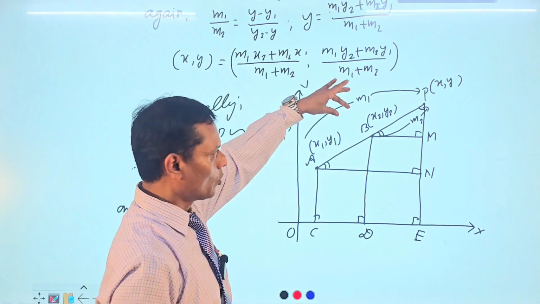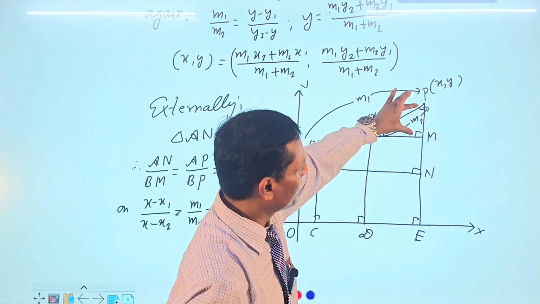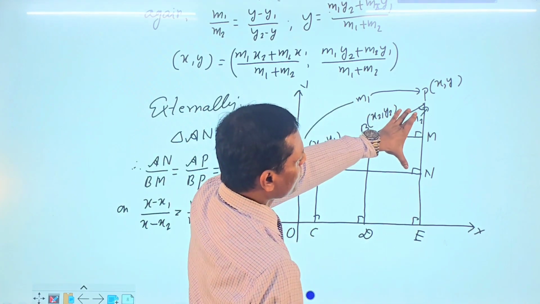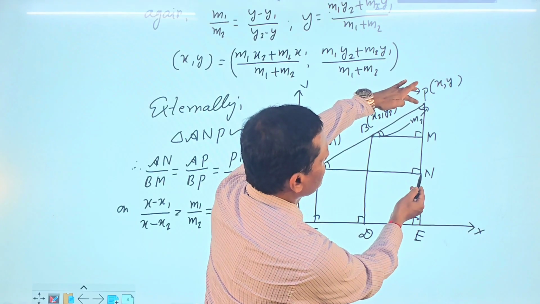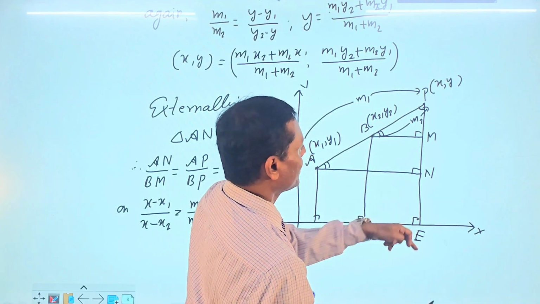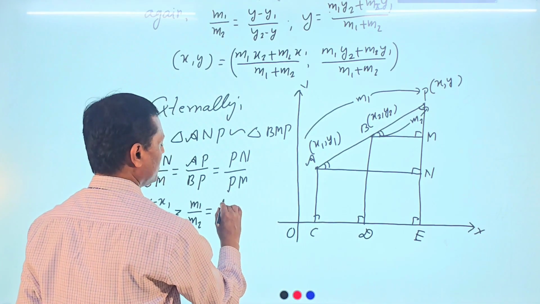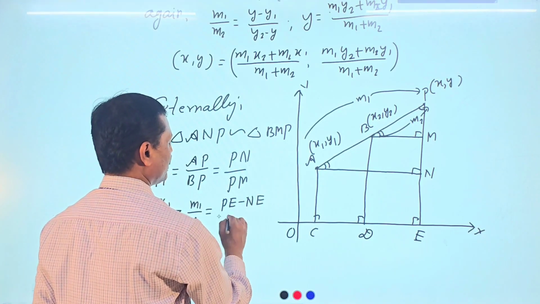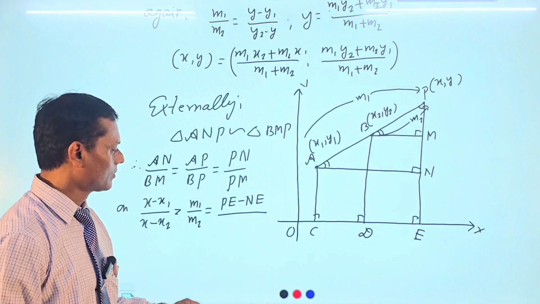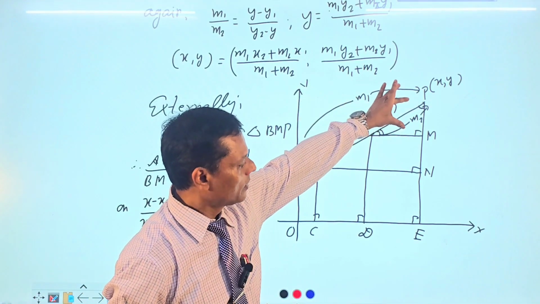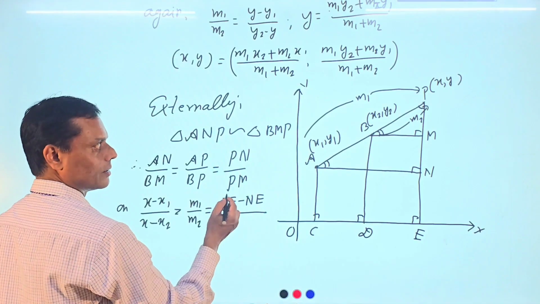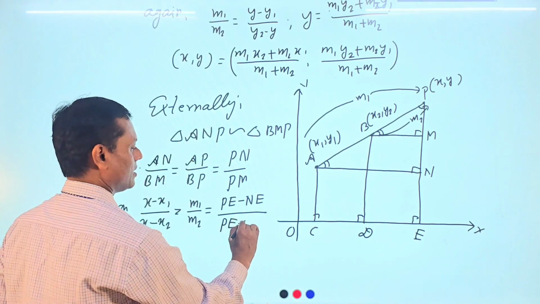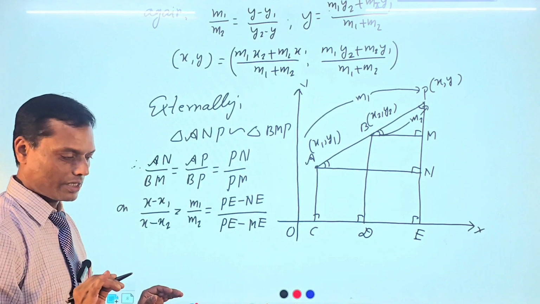And PN, what is the PN? PN is equal to, see carefully, PE minus NE, isn't it? I'm writing so that you can understand. So PM equals to what? PE minus ME. Can you write? PE minus ME. Yes, can you write? Okay.